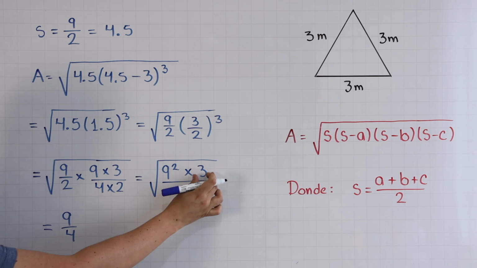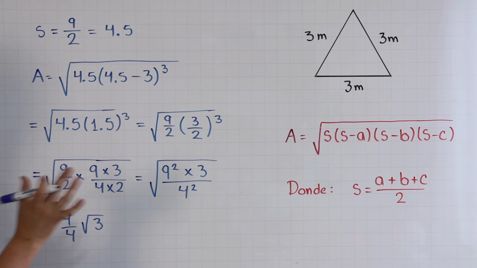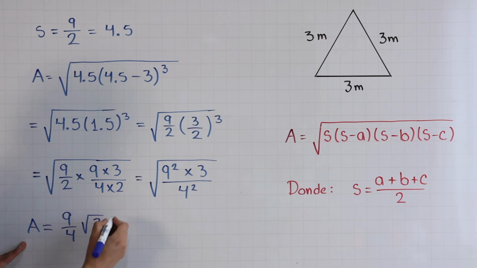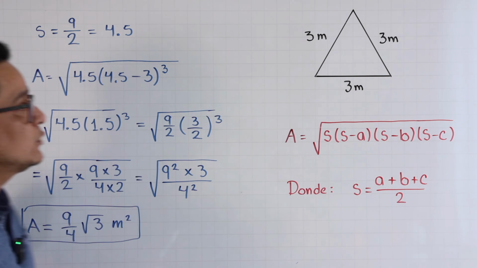Which one can't I take out? Well, the 3, so that one stays inside the root. Done. The exact value of the area, let me write it here, is 9 over 4 times the square root of 3, and the units are square meters. This is the exact value of the area of my equilateral triangle that I have here.